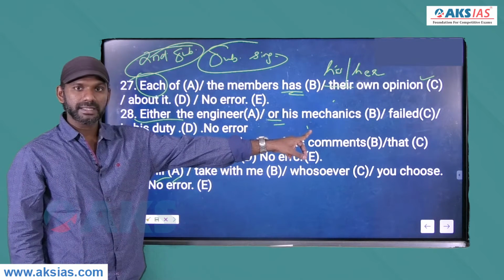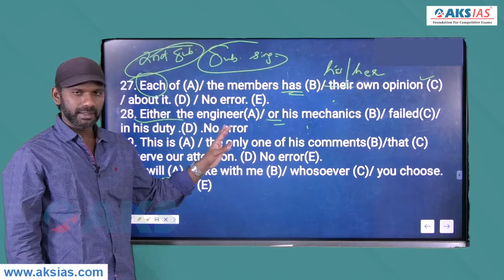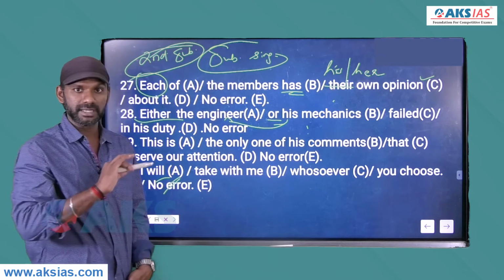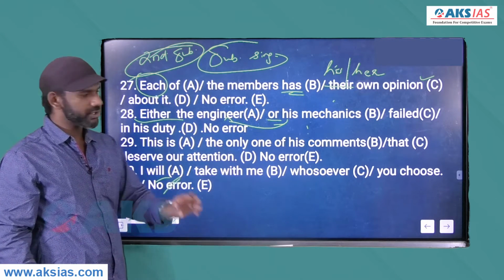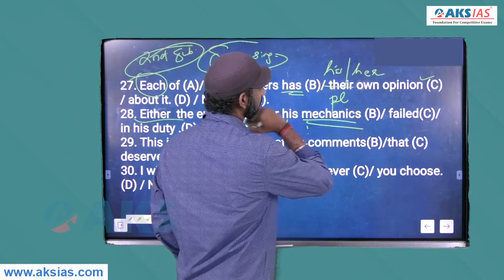Now, his mechanics means the engineer's mechanics. Engineer is a singular noun. His is a singular pronoun referring to the singular noun engineer. That is completely fine. So either or is there. We need to focus only on the second subject. The second subject here is his mechanics, plural.